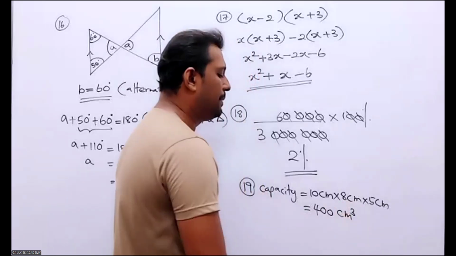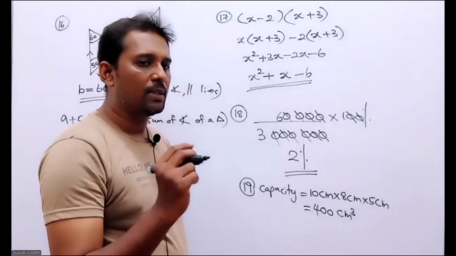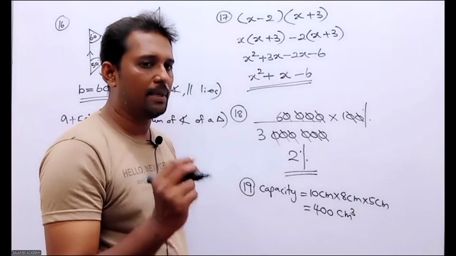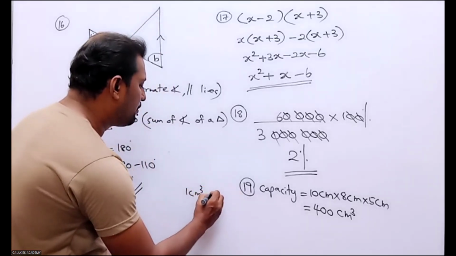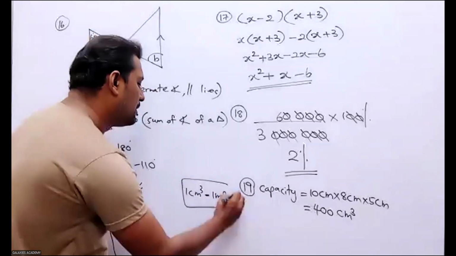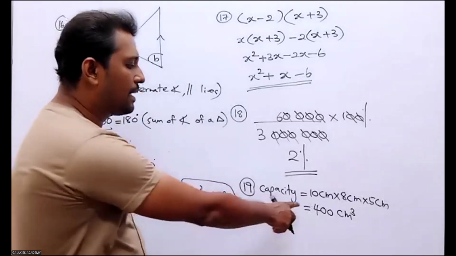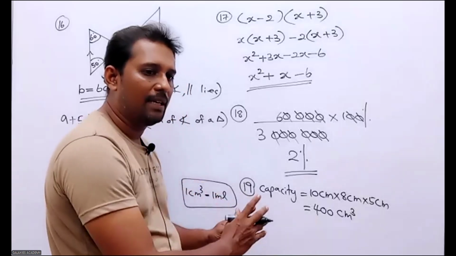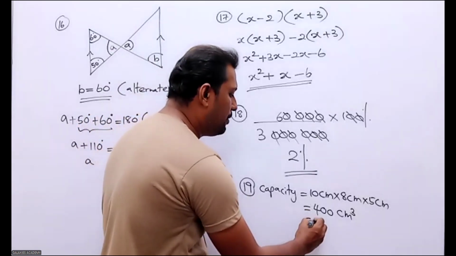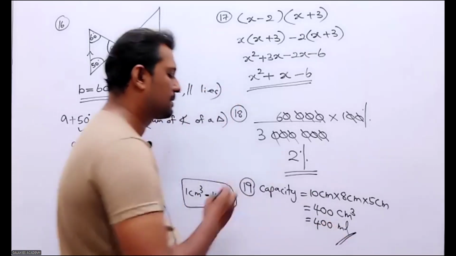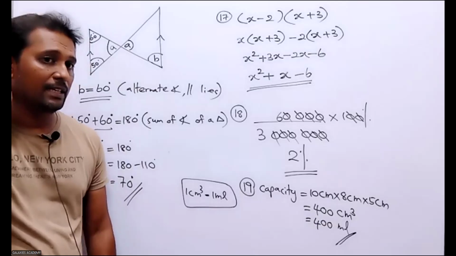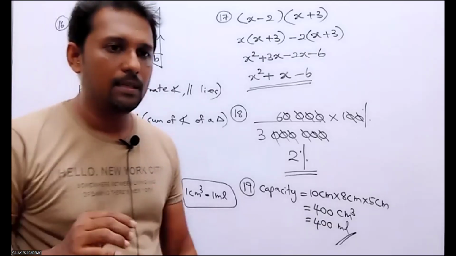400 cubic centimeters. Also, you know the relationship between cubic centimeters and milliliters. 1 cubic centimeter equals 1 milliliter. Using this relationship, I can write this as how many milliliters? Same value of milliliters, no? 400 milliliters. So the capacity of the container should be 400 milliliters.